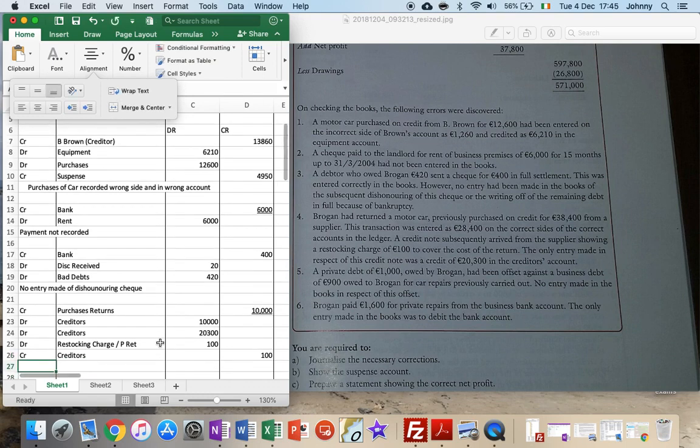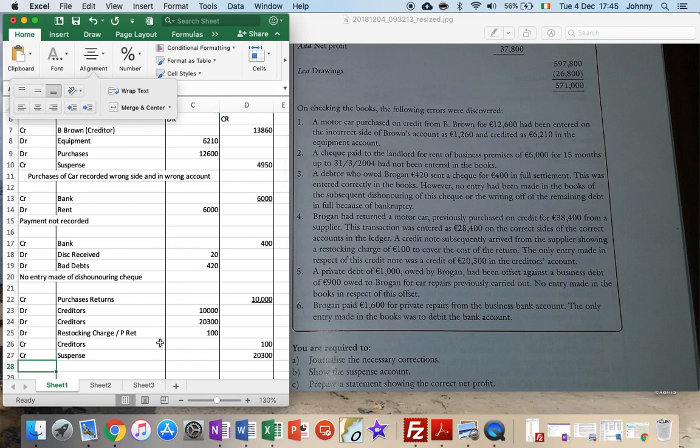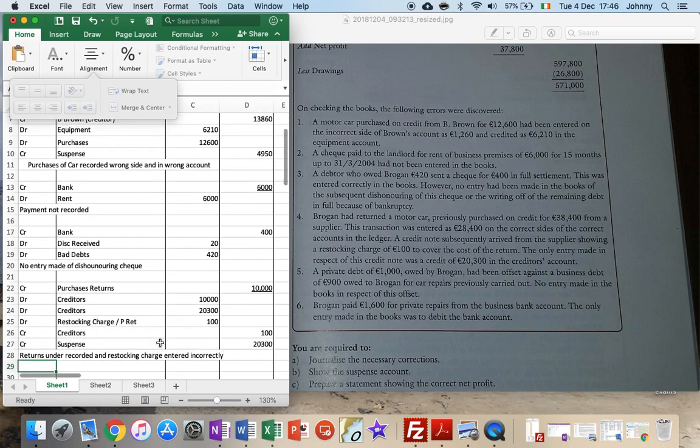And then finally I'll finish up my suspense. So the suspense is going to be the difference between the two sides. So in this case it's going to be a credit, 20,300. And say returns under recorded and restocking. So there's my explanation there. Moving on to the next one.